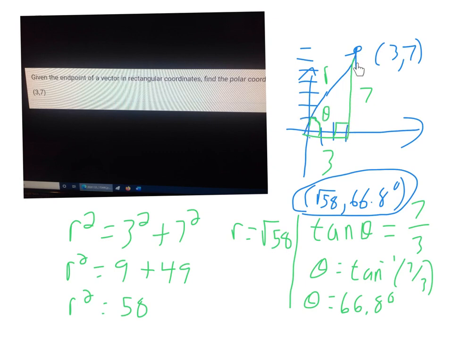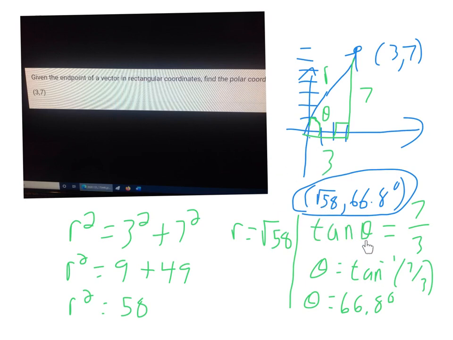The magnitude, the hypotenuse r, we want to find that. Just use the Pythagorean theorem: r squared equals a squared plus b squared, or in this case r squared equals 3 squared plus 7 squared, which is 9 plus 49, which is 58. Then take the square root of that, and r would be the square root of 58. And so that's the first coordinate in the polar form.